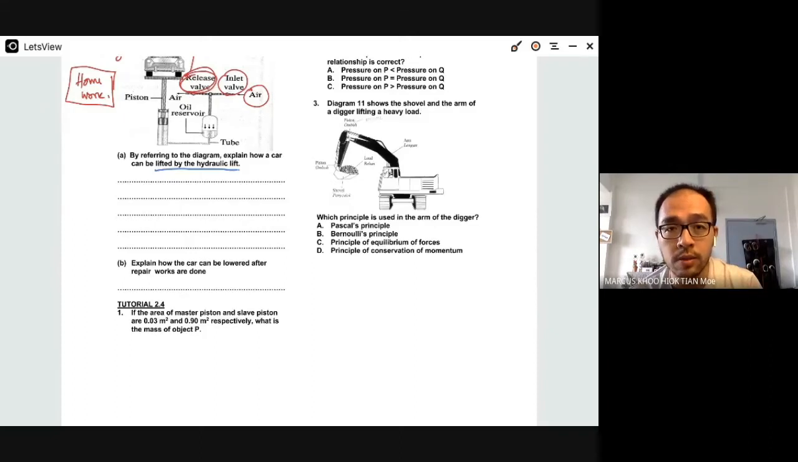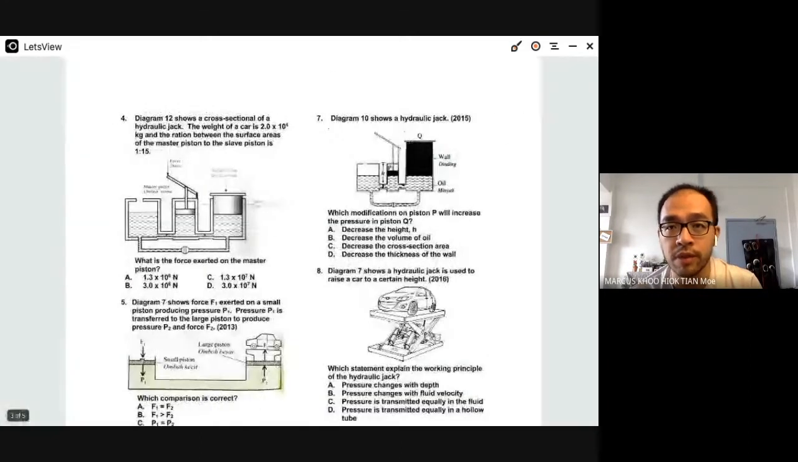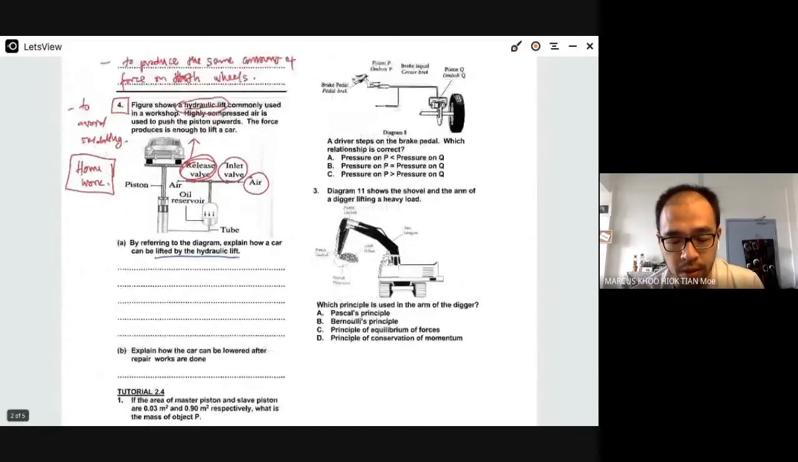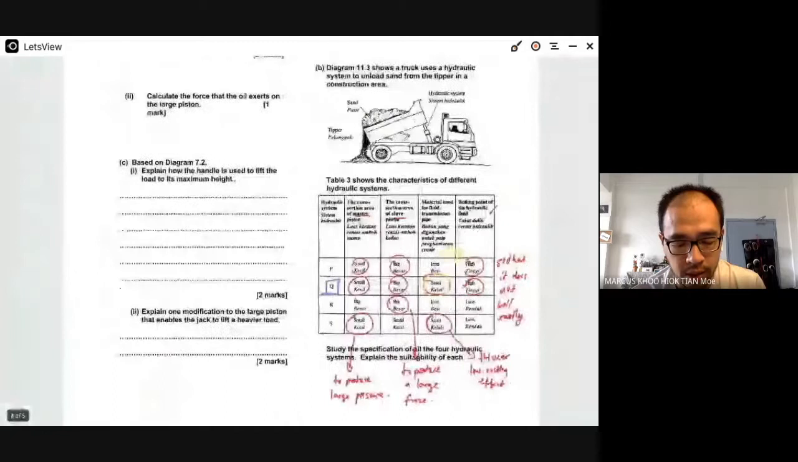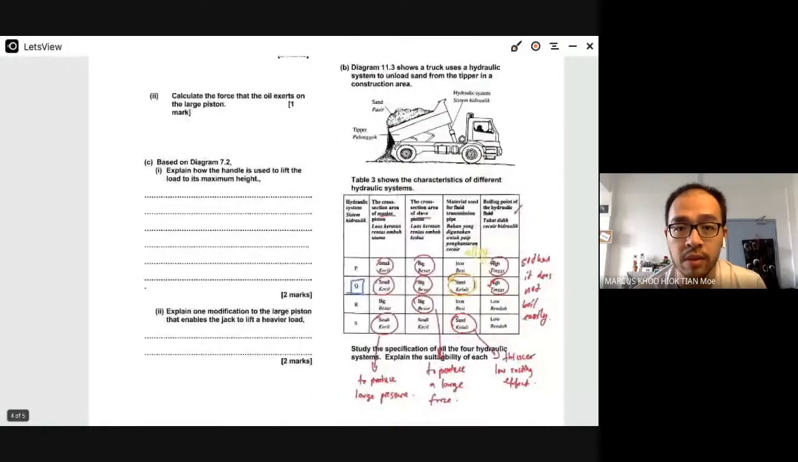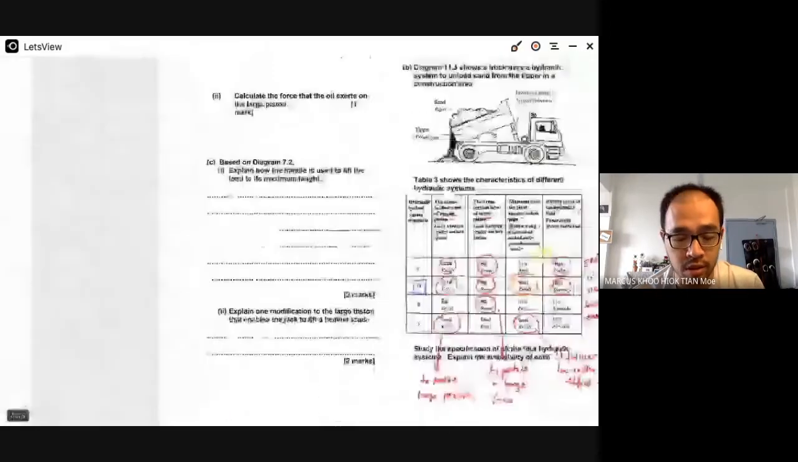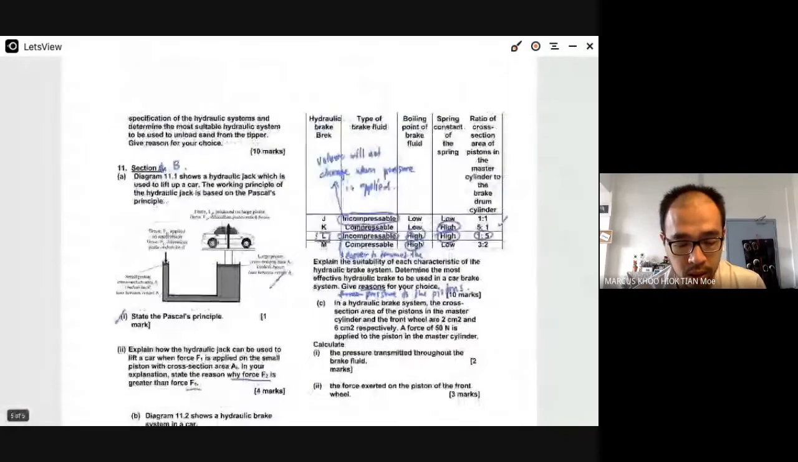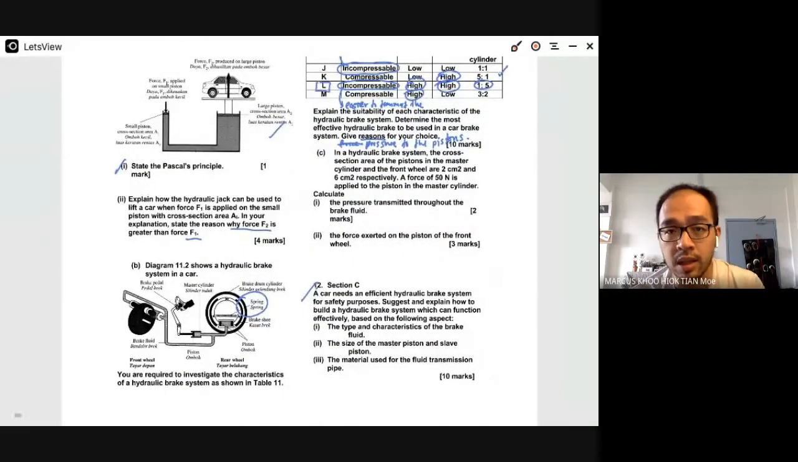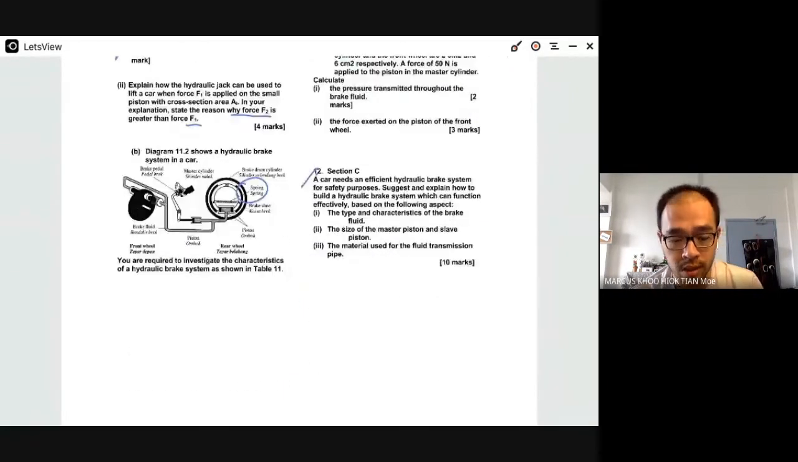Okay, so we're going to just go through the objective questions. I'm going to call on random people to give me the answer. And then after that, we're going to discuss the structured questions. Most of the essay questions I've already answered. Only the calculation questions are left, which I think you can do, and just this one question in section C.